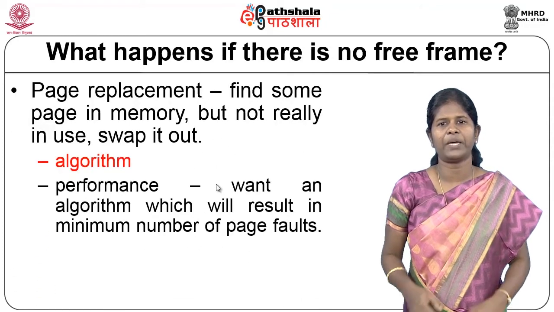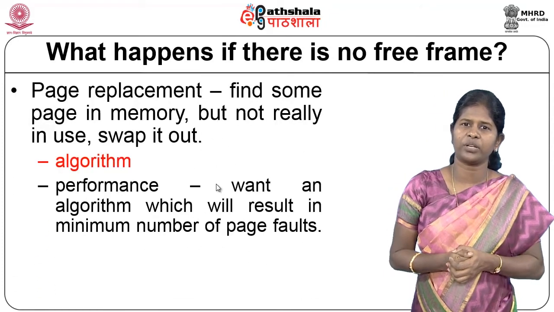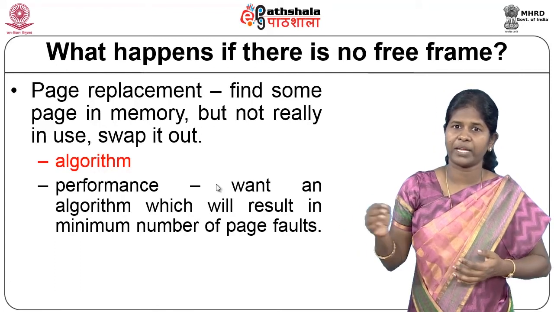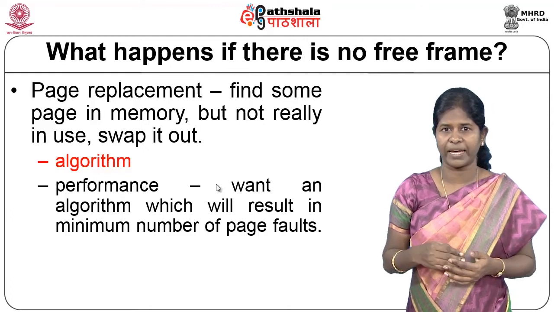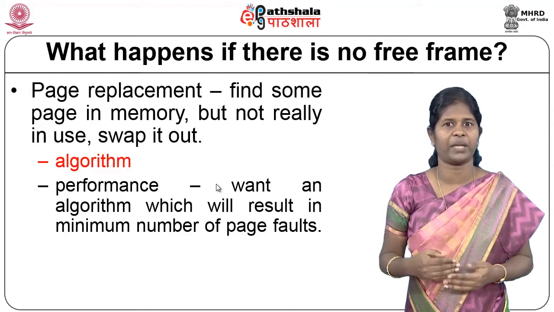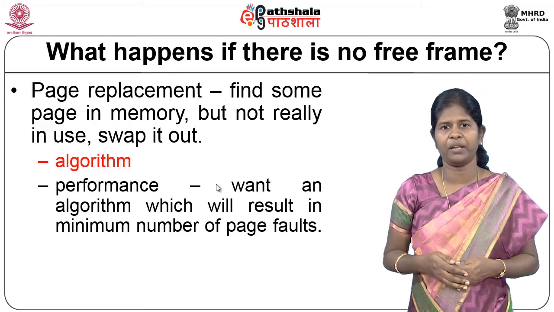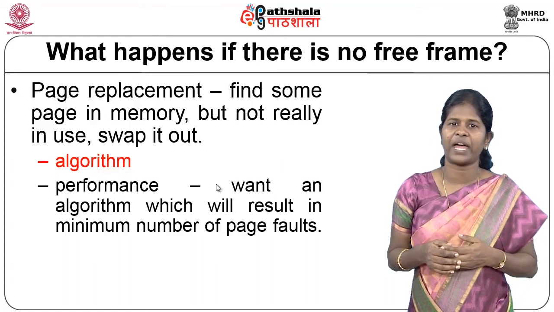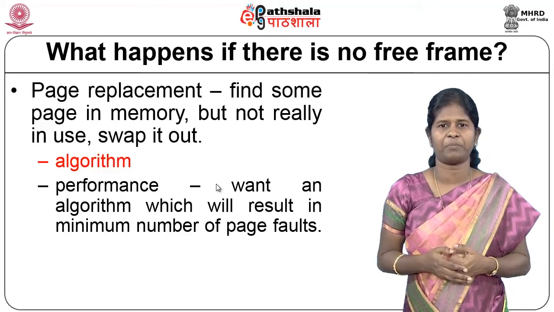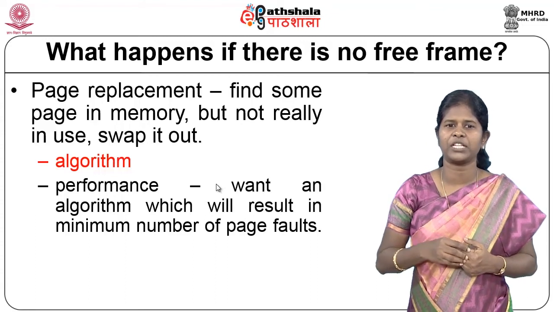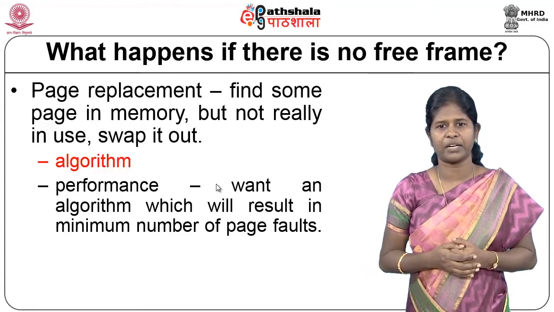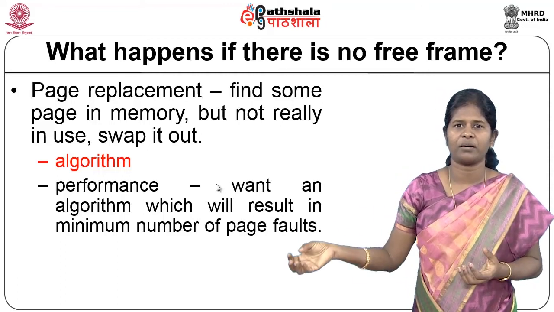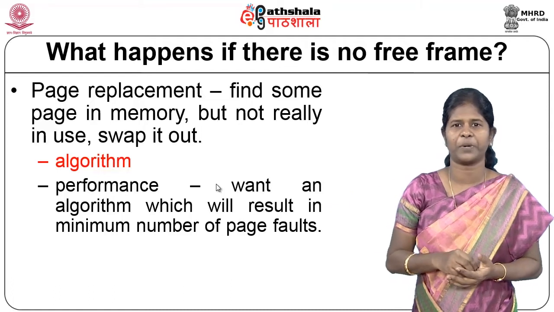But now what happens if there is no free frame? I told you, when you are bringing a page into the main memory, you try to find out if there is any free frame in the main memory. But what will happen if there is no free frame? Then you need to find some victim frame in the main memory, swap that page out into the secondary storage device, and then swap in whatever you are bringing from the secondary storage device into this particular place.